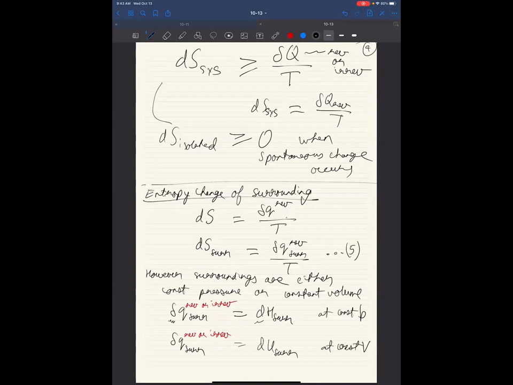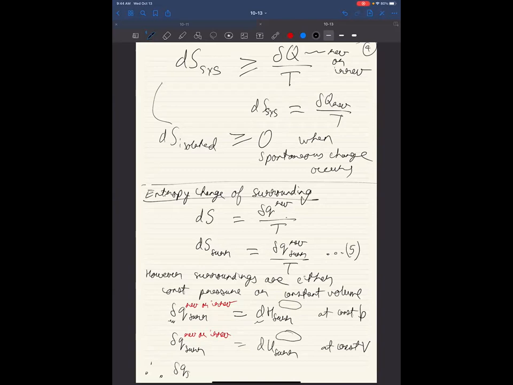What does this tell us? This tells us that if you're willing to assume that your surrounding is either constant pressure or constant volume, the change in Q in the surrounding is actually a change in state function. And if we have a change in state function, do we need to worry about reversible or irreversible over here? We don't. We don't even have to worry about the path. It becomes way simpler.